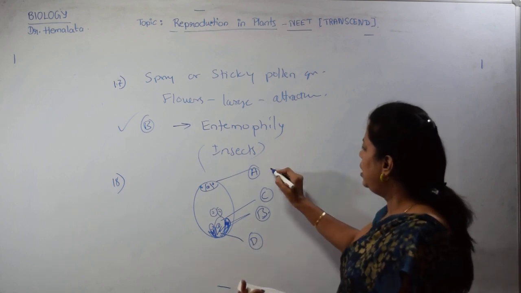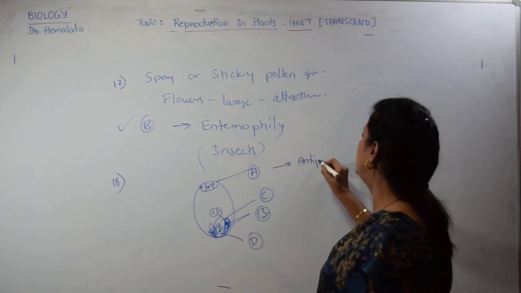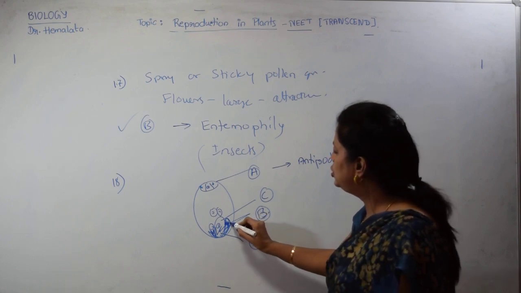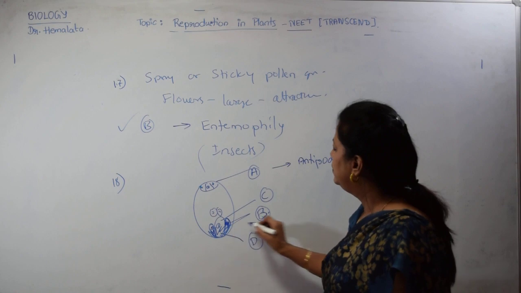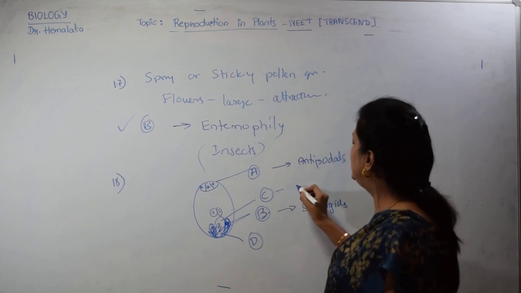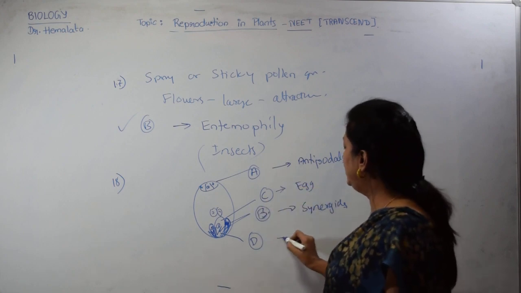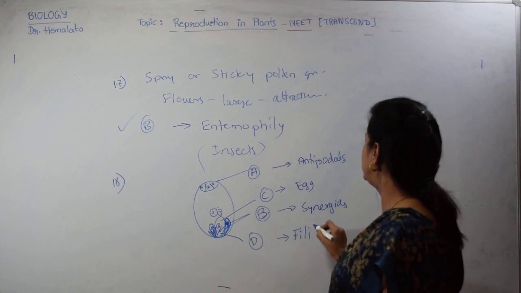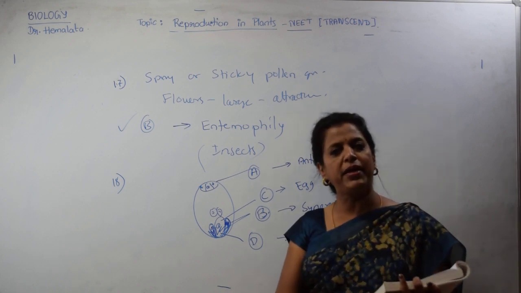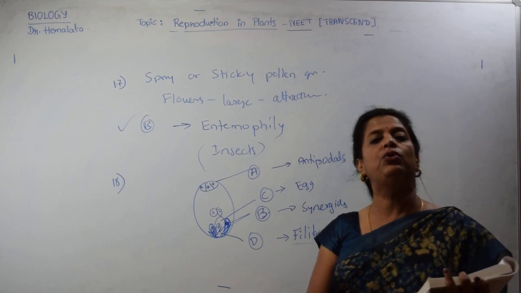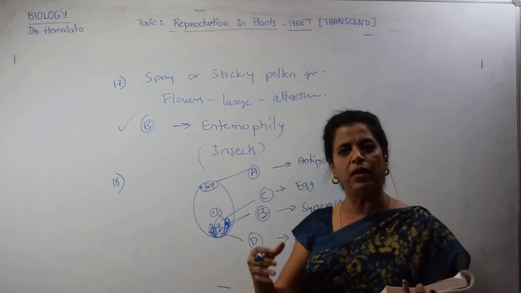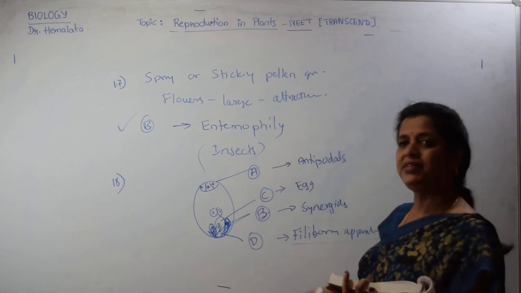So what are these then? A, you know that they are the antipodal cells found at the chalazoid. B is this one, this and this are B. These are the synergids. C is the egg apparatus or egg cell. D is the filiform apparatus. So what is the function of filiform apparatus? It helps or guide the male gamete to move towards the egg. It is like channeling. It will transport, help the male gamete, it will direct. Okay, this is the egg cell, direct that.